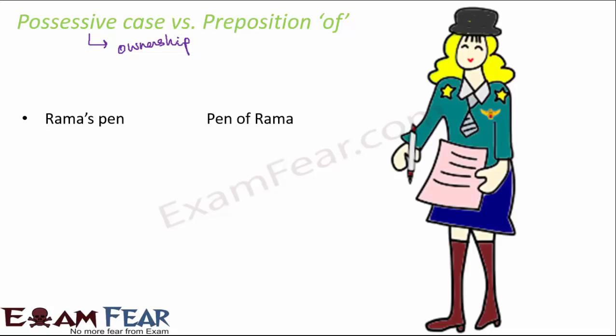Let us look at this example. If you say Rama's pen, is that correct? Yes, it is correct because we are showing possession of the pen by Rama. Rama owns that pen, right? But if you say pen of Rama, what does that mean? So here when we say pen of Rama, that doesn't actually show possession, right? So if you want to say that the pen belongs to Rama, you have to say the pen belongs to Rama. So whenever it is ownership, you will use possessive case and not of. When it is possession by a living thing, of course.